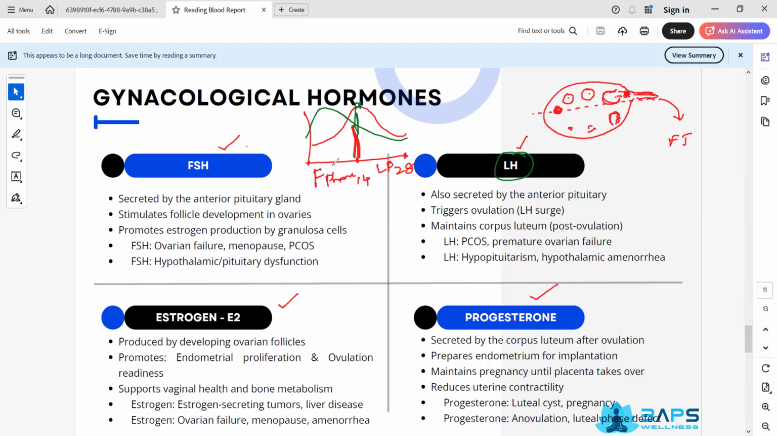And estrogen will be more around the ovulation. Afterwards, estrogen will come down after the ovulation. And the progesterone, initially it will be less, and afterwards it will be more. That is, during the luteal phase, progesterone will be more. With this understanding, you please go through this now.